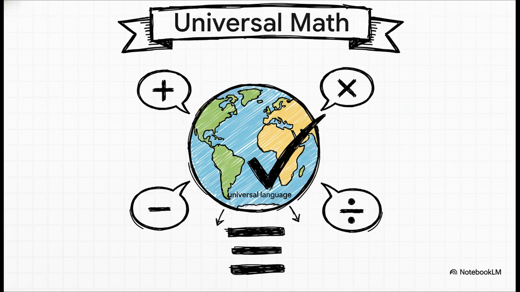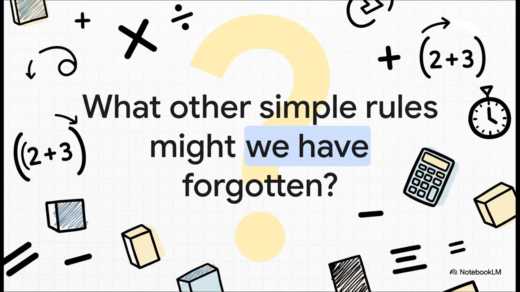So if you remember anything, remember this. M and D are partners. A and S are partners. And you always work from left to right. It kind of makes you wonder, doesn't it? If a rule this basic is so easy to get wrong, what other simple little things from school might we have forgotten? Something to think about.